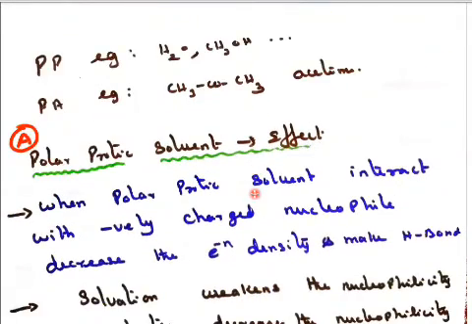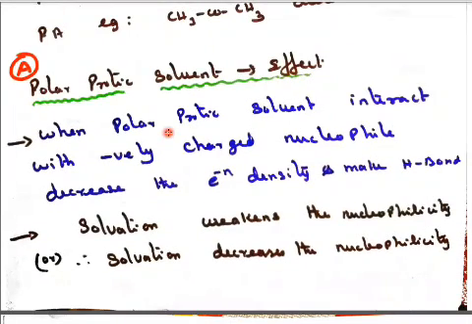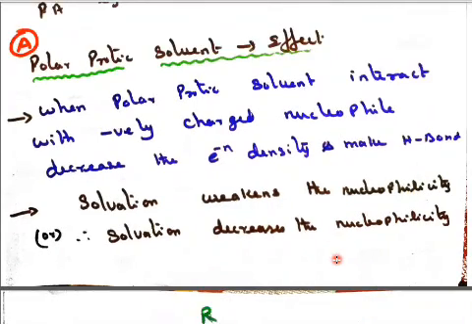Polar protic solvent effect: a polar protic solvent interacts with negatively charged nucleophiles. The negatively charged nucleophile's electron density decreases because the polar protic solvent is giving hydrogen. The hydrogen will take the electron, decreasing the electron density in the nucleophile. But nucleophilic character means always donating the electron. So the donation of the electron decreases by adding the hydrogen. This decrease in electron density forms the H bond if we use a polar protic solvent. So solvation weakens the nucleophilicity.